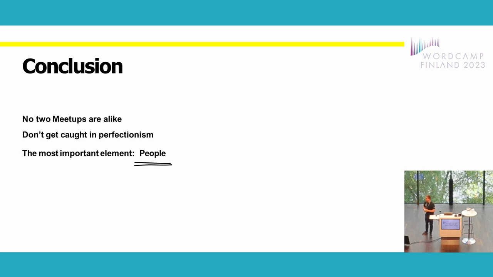The second one: don't get caught in perfectionism. I wrote that down for me because I tend to do that. I tend to organize the perfect meetup. Do not even try that. Just go there, do it. And don't forget that the most important thing about your meetup is the people. You want to give them a good time, and make sure they come back next time.